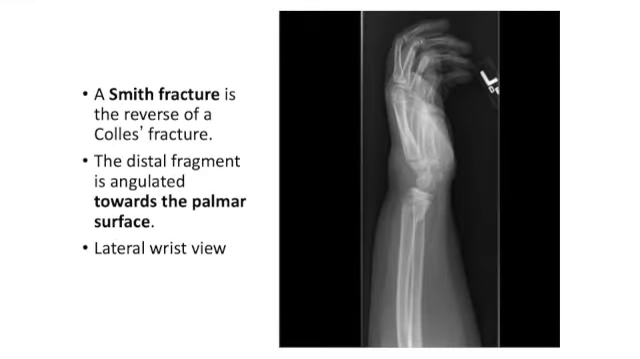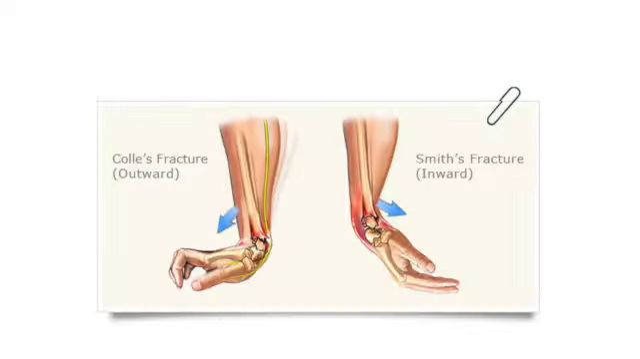So a Smith fracture is a reverse Colles fracture. All it is is a distal radius fracture with palmar displacement. Again, we're going to use the lateral wrist view for this because PA is not going to give us a ton of information.